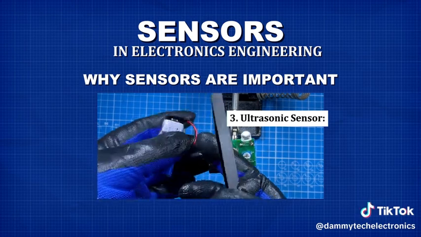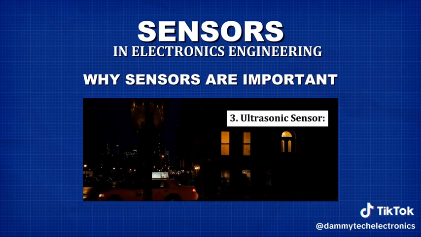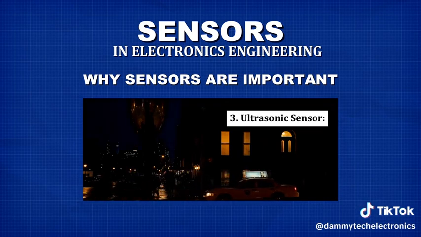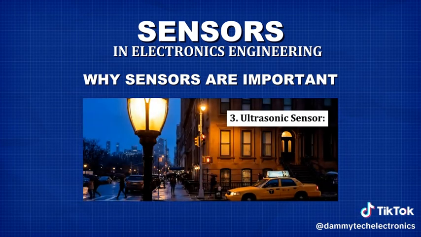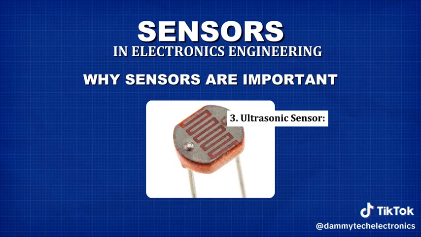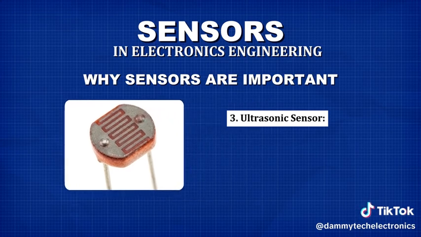This is how automatic street lights work. During the day, the light stays off. At night, the light turns on automatically. And this happens because a sensor is detecting the change in light. That is the power of sensors. They allow electronic circuits to make decisions based on real-world conditions.